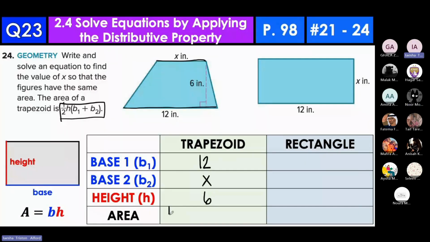So 1/2 multiply by the 6, multiply by 12, plus x.